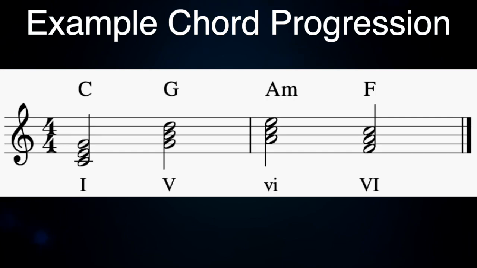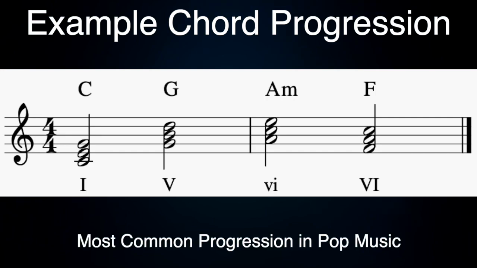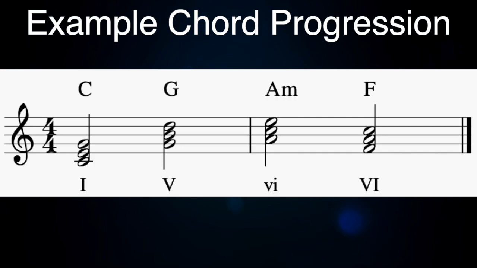We're going to use a 1-5-6-4. This is the most common progression in pop music, and you also see it in other things, like you would find this possibly in video game or film music. For our example, we're going to use the key of C. So the chords we'll be using are C, G, A minor, and F.